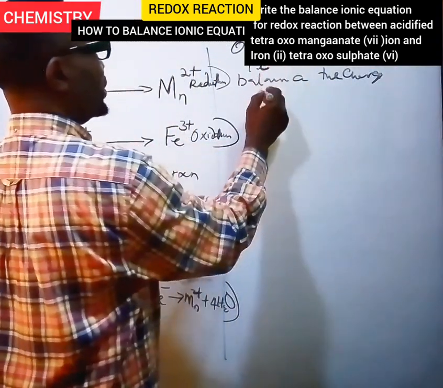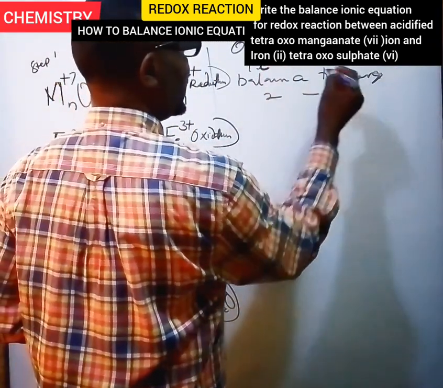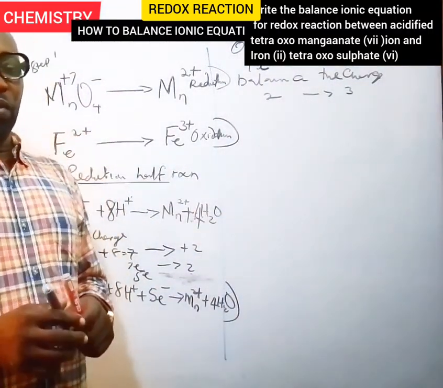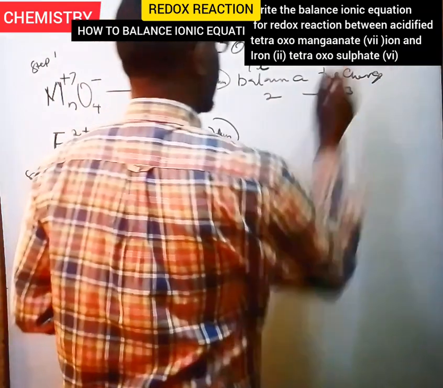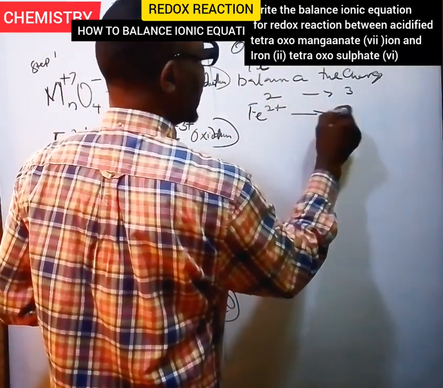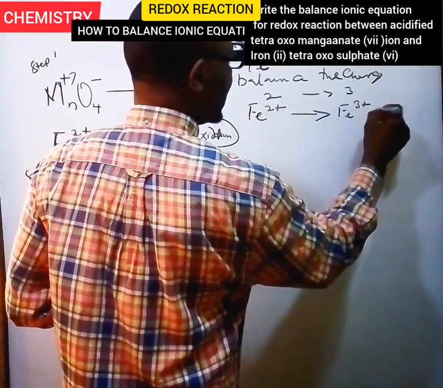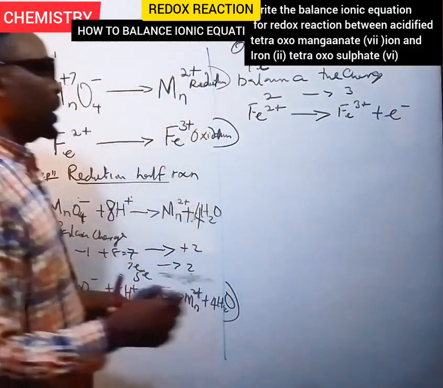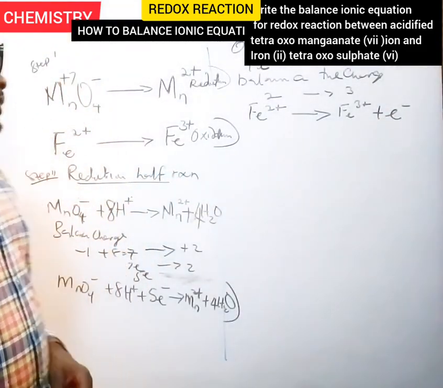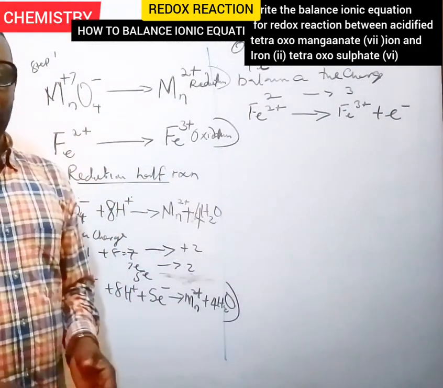So we're having 2, this is 3. So how do we balance the charge? We need how many here? Just 1 electron to come in. So we're going to have Fe2+ giving Fe3+ plus an electron. 1 electron will come to the product side here. That is how you do it for acidic medium.